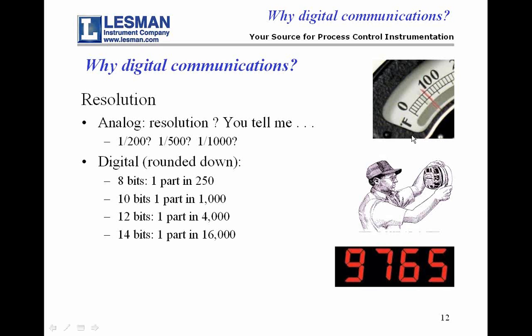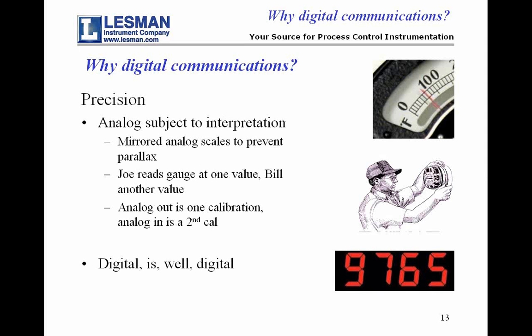If you look at the upper right up there, you see an analog scale. Obviously, there's a question as to how well you can resolve that. Once you go to digital using A to D converters, 8 bits will give you 1 part in 250, all the way up to 14 bits will give you 1 part in 16,000. But the point being is that when you go digital, you come up with a number that you can deal with rather than having to interpolate it off of an analog scale.